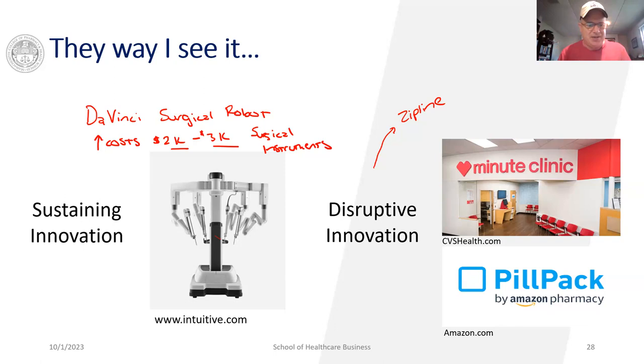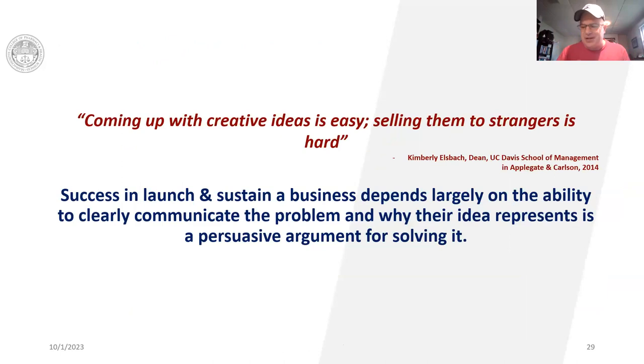That was just taking it a step further. And so also taking it just another step further, but also not in your handout, just something for us to think about. UC Davis School of Management, the Dean, Kimberly Elsbach, I hope I pronounced that correctly. This is an Applegate and Carlson, innovation entrepreneurship. You can get that at Harvard Business Publishing. Said that coming up with creative ideas is easy, but selling them to strangers is hard. So we really have to think long and hard about our product positioning.